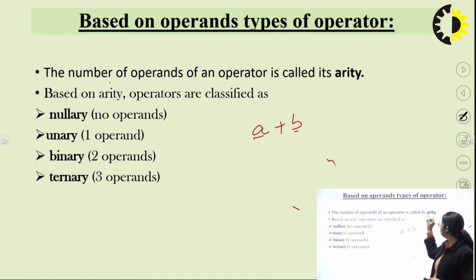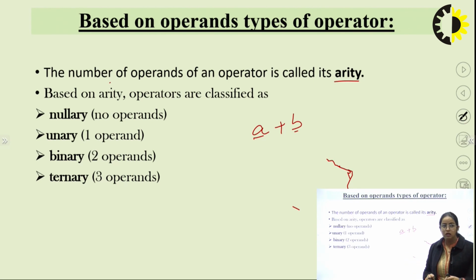We are giving a word, arity. Based on this arity, we classify these operators into 4 types. The first is nullary, second is unary, third is binary operator, and fourth is ternary. What does it mean? Nullary is when we do not have any operand.